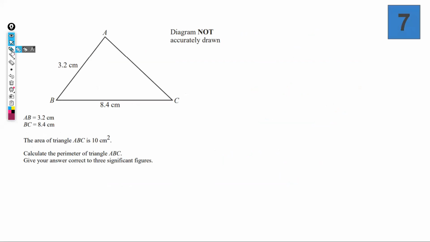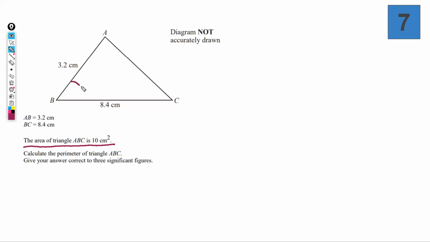This one here, they gave you the area of the triangle, right? Sorry, it's a long question. And then they want you to find the perimeter of the triangle, which means one side is missing. So once we find the length of this missing side, we can do what? Find the perimeter.